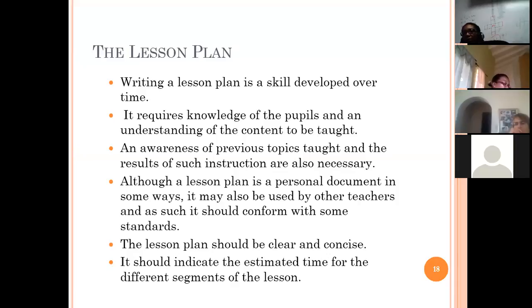So if you haven't been teaching, you may find this a little bit challenging, primarily in terms of making a selection as to how much can be done in a particular time. How much can you really fit into an 80 minutes lesson? That takes experience. It doesn't just happen by just thinking about it.